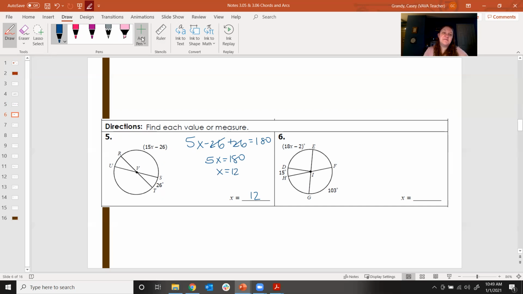The other way that you could have solved this is you could say, oh, well, this whole thing has to be 180. 180 minus 26 is 154. So RS itself has to equal 154. And then solve that equation. You'll get the same answer.